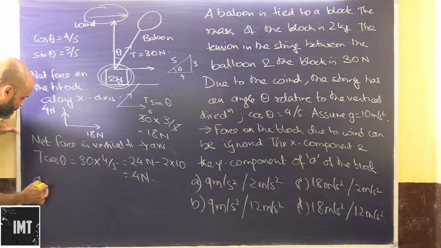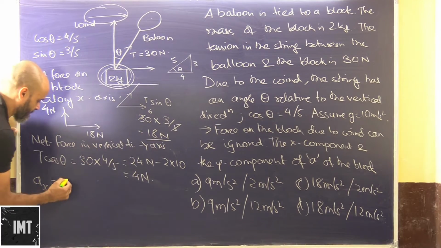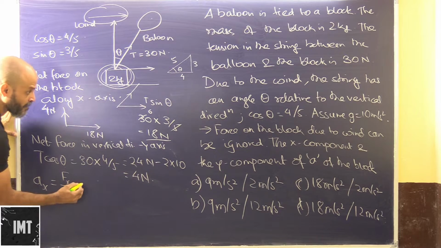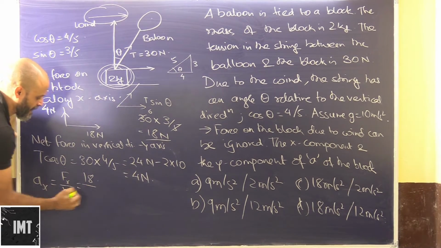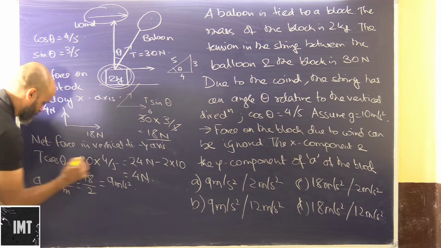So acceleration along the x direction will be the net force which is acting along the x direction upon the mass of the block. So net force acting along the x direction is 18 Newton as we have calculated. Mass of the block is 2, so this will be 9 meter per second square.